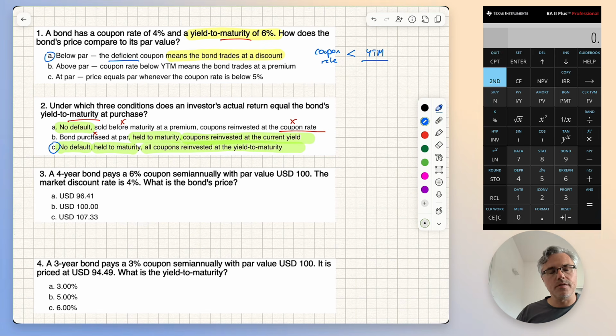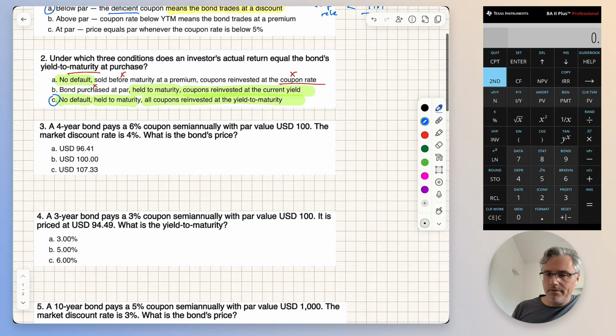No default, the bond has to be held to maturity, and any cash flows which the bond generates need to be reinvested at the YTM. Which typically does not happen, is unrealistic, so the YTM is not really a perfect measure of anticipated return.